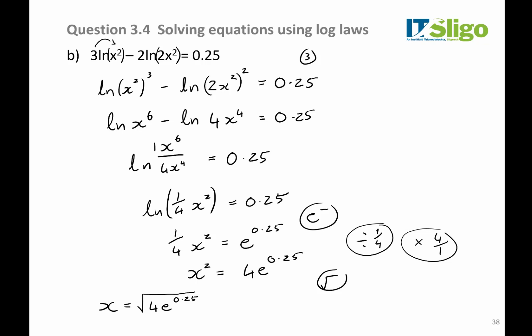Few ways I could work that out using powers, but because I've got a calculator, I'm just going to keep moving. Square root of 4e to the power of 0.25. And that gives me 2.2663, just if we want to go to that level.